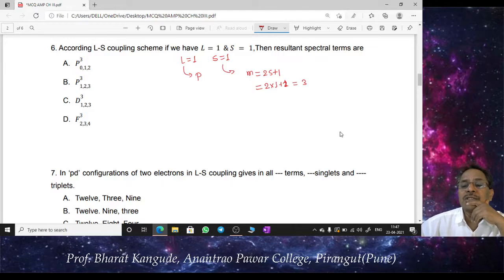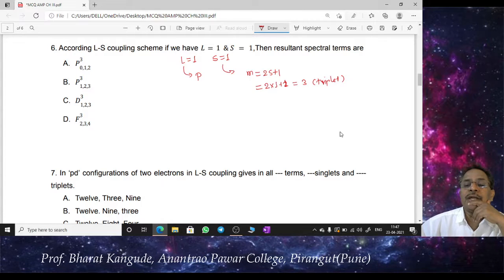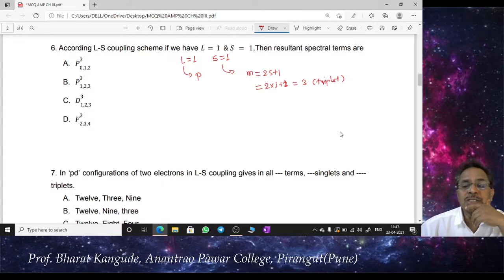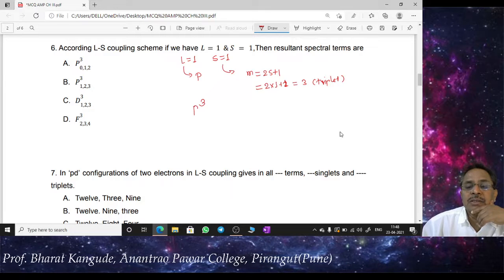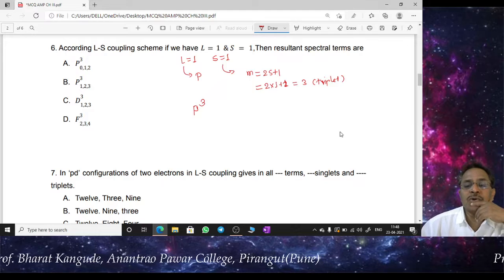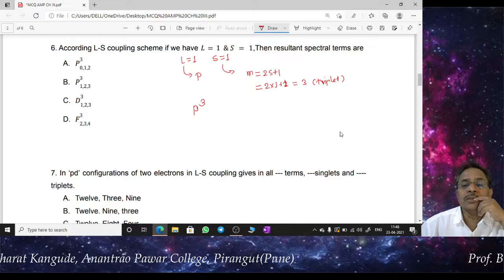That means all these term values obtained here will be triplets. So these are going to be triplets. So this is a triplet, and this is a P state, so I'll get a triplet P state because L is equal to 1, and we have to go for a calculation of J.